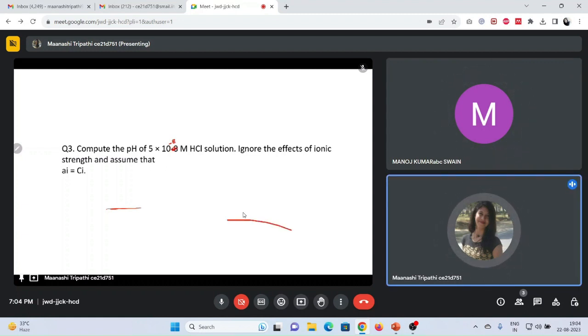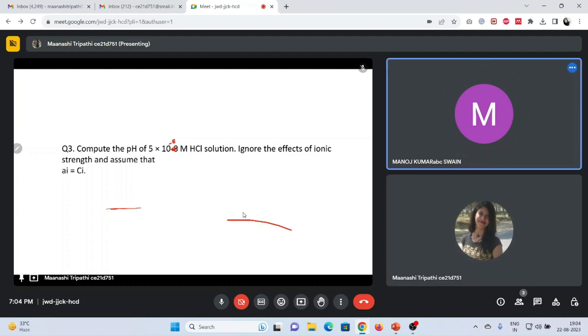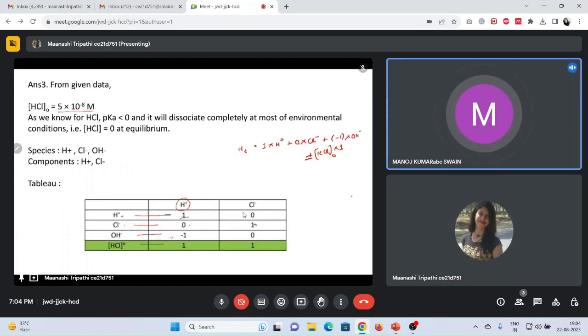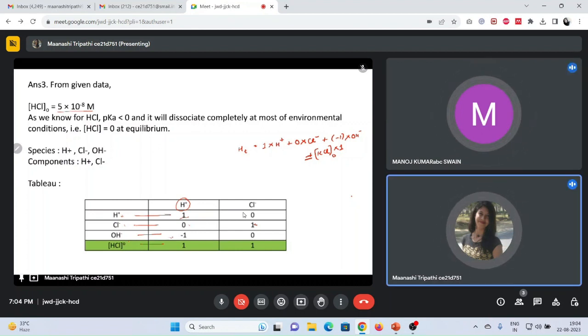This question I think I have explained. Shall I explain again? I already understood the question, but which process we are following to find out the answer, that is my doubt. Here we are also using Visual MINTEQ.